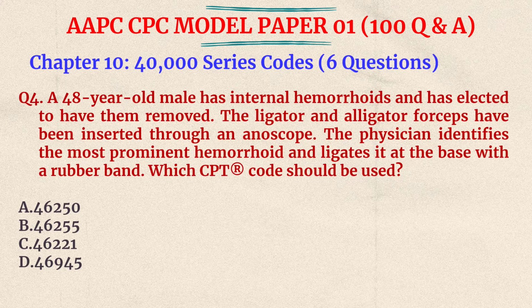Question number 4. A 48-year-old male has internal hemorrhoids and has elected to have them removed. The ligator and alligator forceps have been inserted through an anoscope. The physician identifies the most prominent hemorrhoid and ligates it at the base with the rubber band. Which CPT code should be used? So please pause the video for a few seconds, take your CPT code book and find the answer.